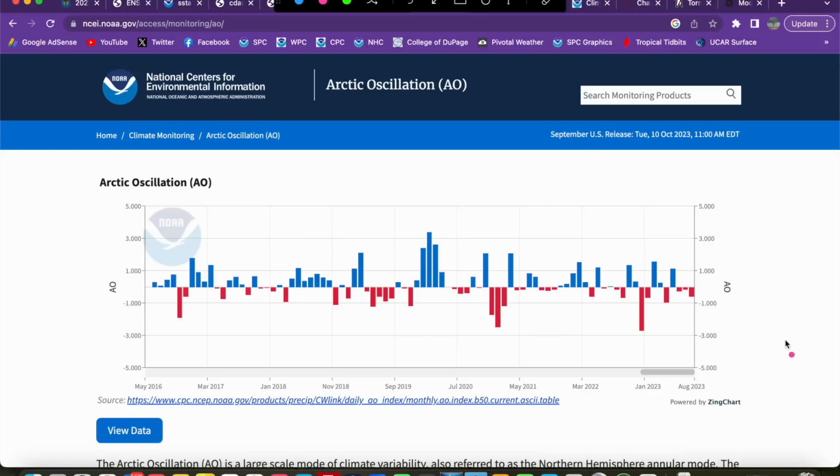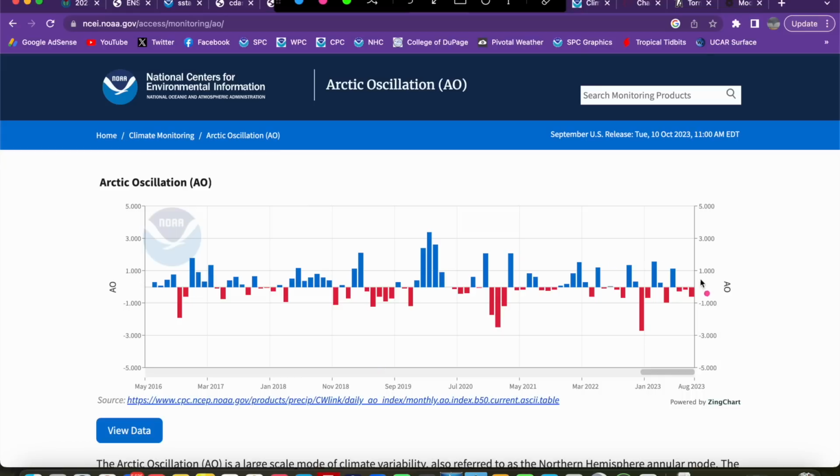Now, the impact the Arctic Oscillation will have on this year's fall and winter tornado season is still up in the air. Unlike ENSO or the PDO, the Arctic Oscillation can change phase on a monthly or even on a weekly basis, as you can see in this time series of Arctic Oscillation data going back to 2016. We just don't know how the AO is going to evolve over the next several months, so we're just going to have to keep an eye on it.